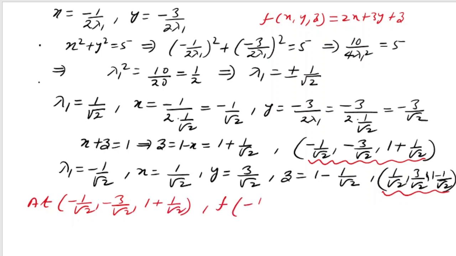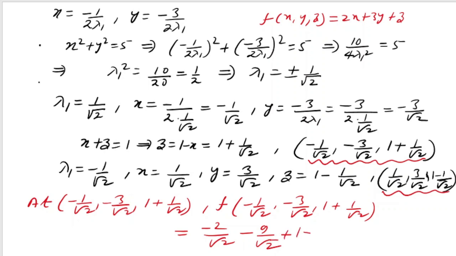So the function value at this point, minus 1 by under root 2, minus 3 by under root 2, and 1 plus 1 by under root 2, will be equal to 2 times this, so minus 2 by under root 2, plus 3 times, so minus 9 by under root 2, and plus z, so plus 1 plus 1 by under root 2. So it will be 1 here, and minus 9 and minus 2, minus 11 plus 1, so minus 10 by under root 2. So I get 1 minus 5 into under root 2, since 10 can be written as 5 into 2.